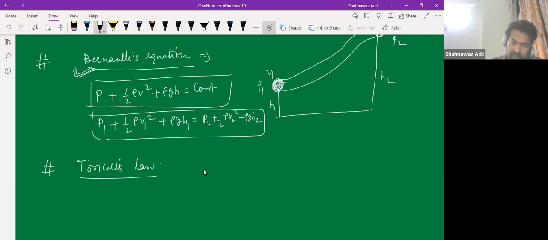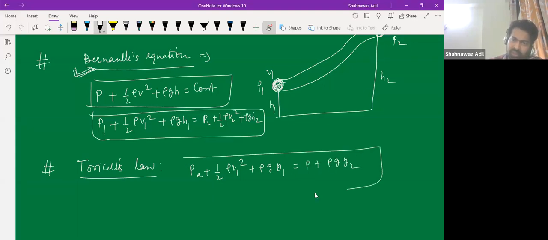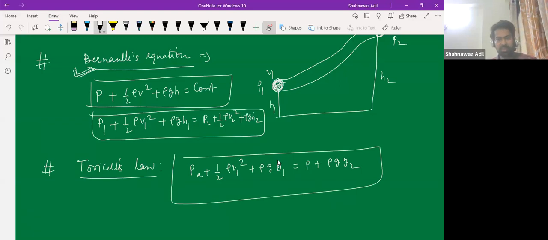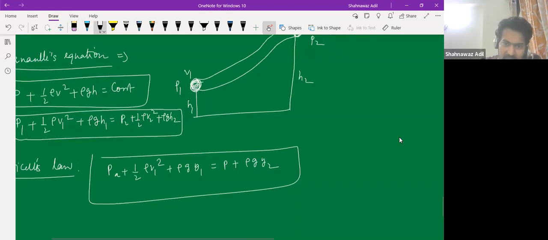Torricelli's law is this: PA plus half rho v1 square plus rho g y1 is equal to P plus rho g y2. So this uses Bernoulli's principle. Right, if you look at the diagram, then you would be able to understand very quickly.